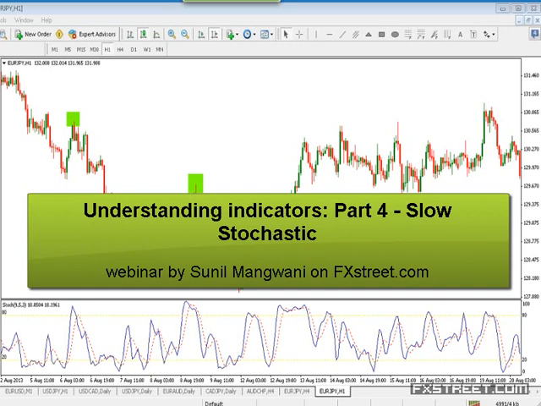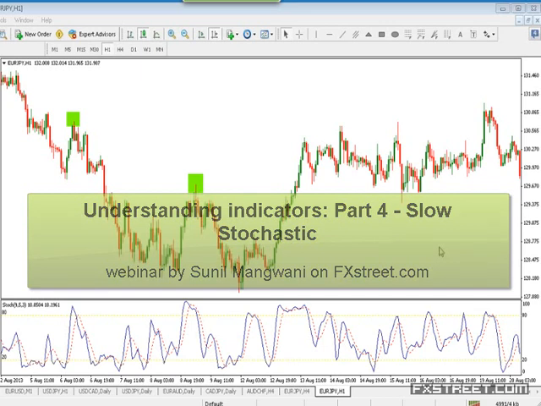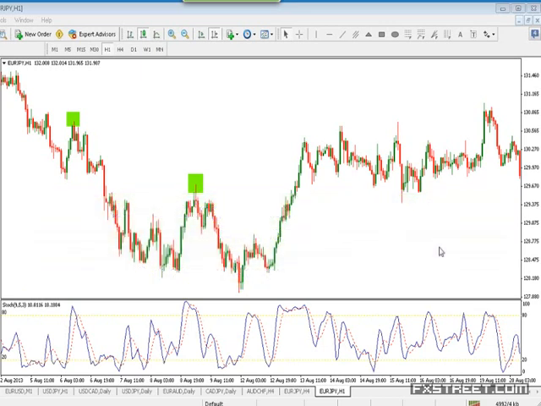Let's have a look at the slow stochastic today. I'm facing a little bit of problem with my audio. I'm getting a lot of echo here, so it's a little inconvenient for me. But let's just go right ahead.